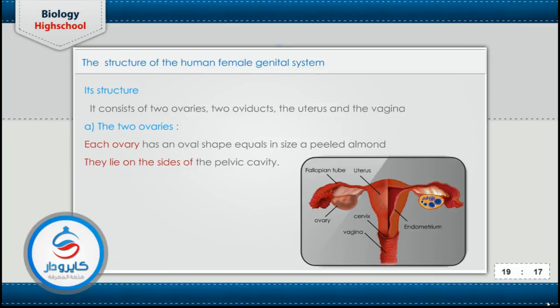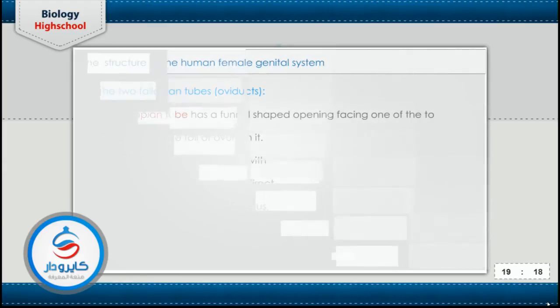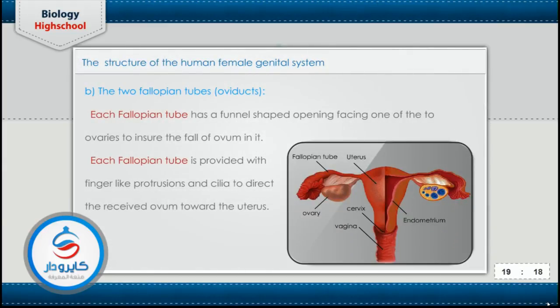The 2 ovaries: each ovary has an oval-shaped structure in the form of a peeled almond, meaning that is the shape and size of it. They lie on the 2 sides of the pelvis, in the pelvic cavity. The ovary is responsible for the production of ova.